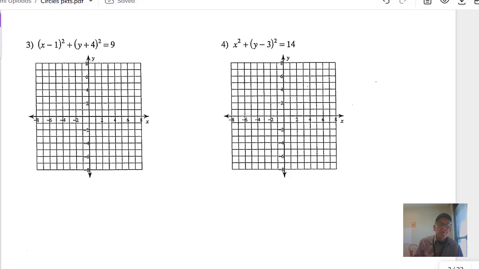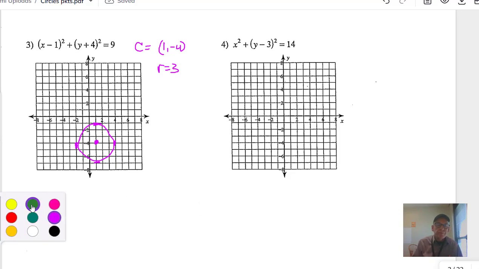Let's look at number 3. So for number 3, the center is going to be at (1, -4). The radius is going to be 3. So over 1, down 4, it's going to be here. The radius of 3: 3 to the right, 3 to the left, 3 above, and 3 below. Give me dashes. And I try to sketch a circle that goes through those points. And there I have the circle that goes with number 3.